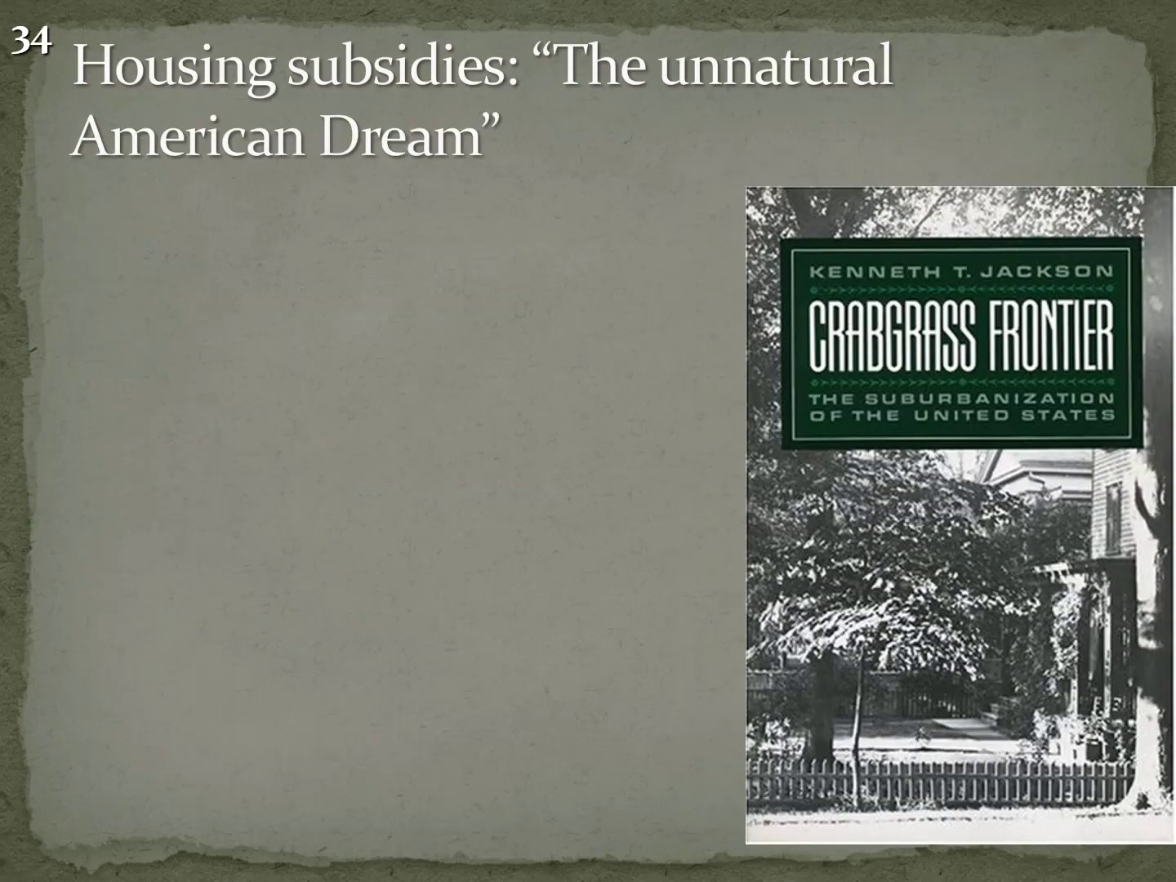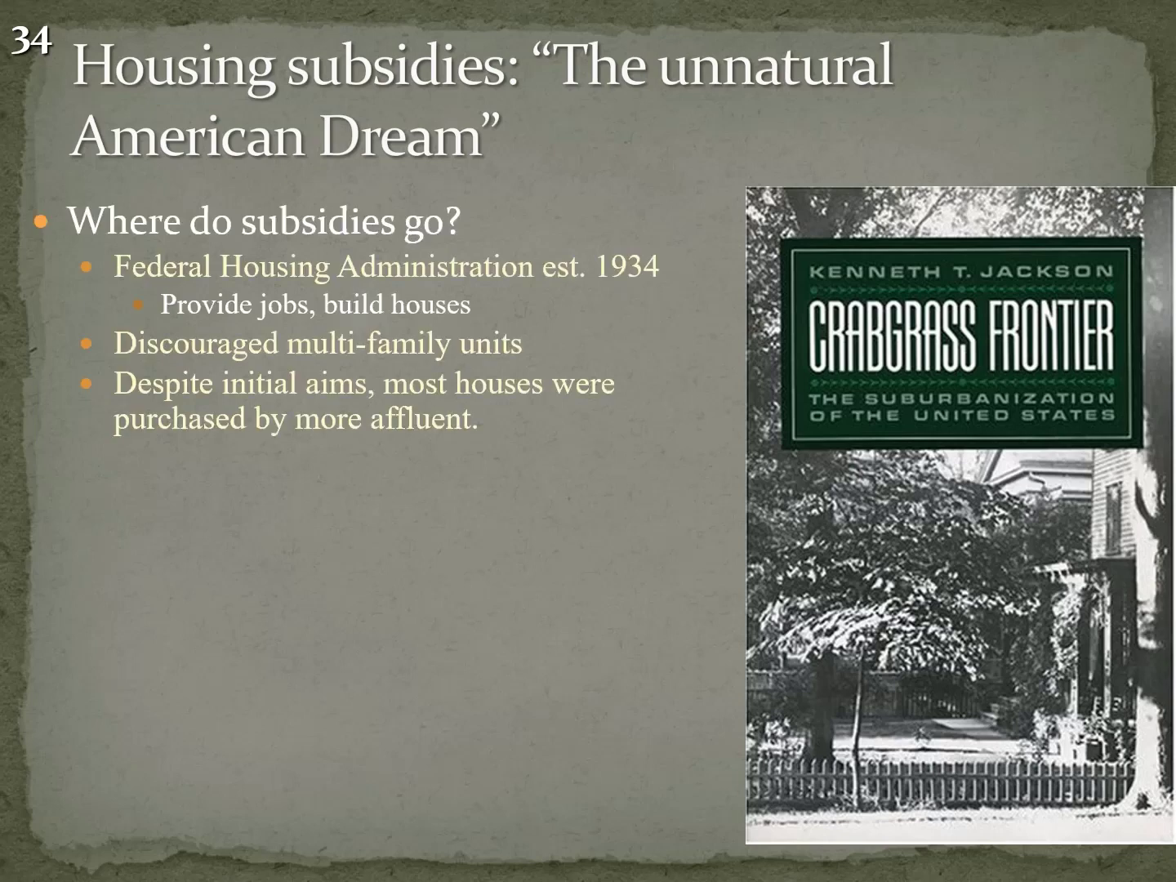So subsidies first. Housing subsidies, the unnatural American dream. The American dream, the detached single family home, this is not made in a vacuum. It's a result of specific historical developments, choices, policies, and subsidies. And so where do the subsidies go? Housing subsidies. In 1934, the Federal Housing Administration was established, and this was sort of during the heart of the Great Depression under FDR. The idea of the Housing Administration was to get people building houses. This provides jobs, and it also provides housing for people.